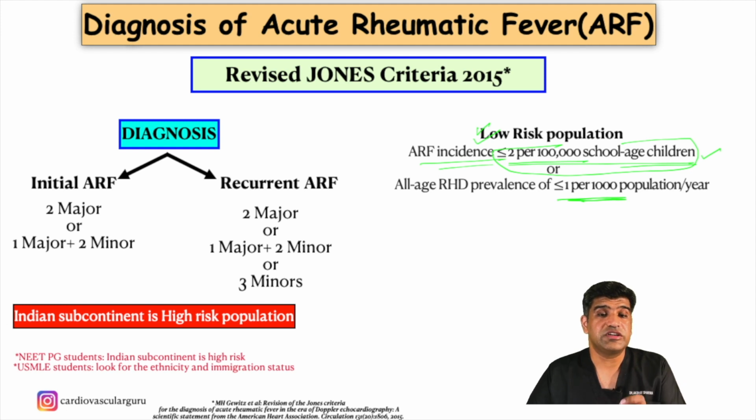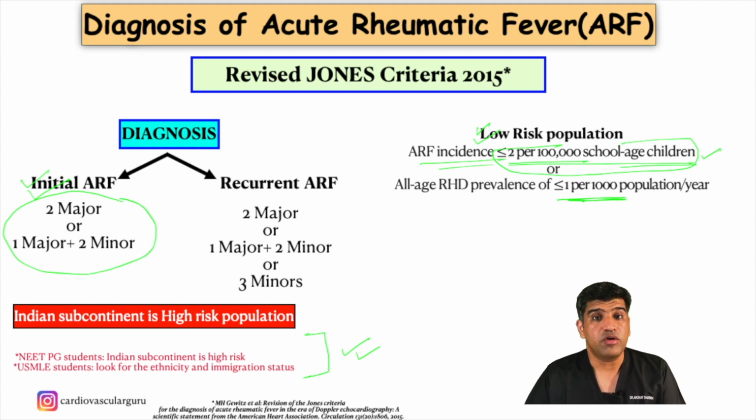The candidates who are sitting for a USMLE exam, they have to consider the ethnicity, immigration status, and the travel history of the patient. So the patient has an initial episode of acute rheumatic fever. The diagnosis is established by 2 major or 1 major plus 2 minor criteria. In case of recurrent acute rheumatic fever, 2 major or 1 major plus 2 minor criteria. This is the same as initial ARF. Or in acute rheumatic fever that is recurrent, we can consider 3 minor as well. So this is how we diagnose acute rheumatic fever, and this is how we employ the revised Jones criteria.